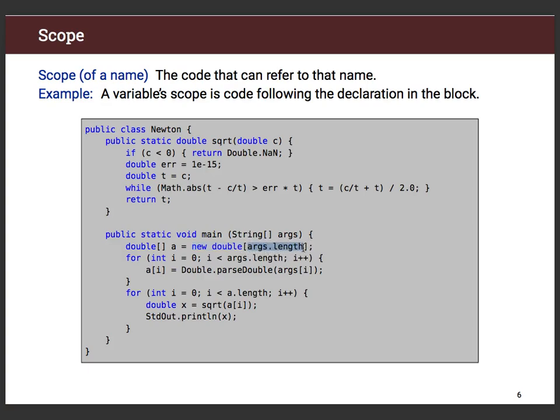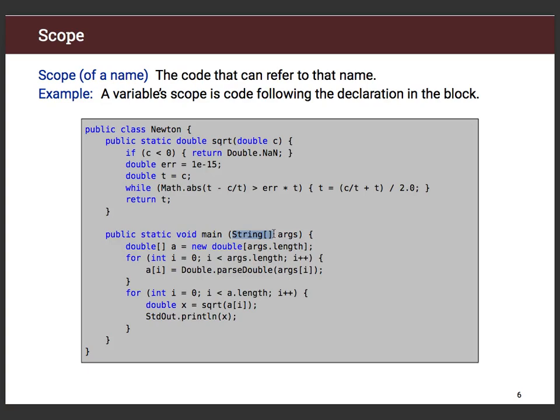Args.length. Oh man, this is complicated. What on earth is that? Well, args, we know, is the command line arguments, and it's an array of strings. We understand that. And last week we learned that dot length gives me the size of an array.